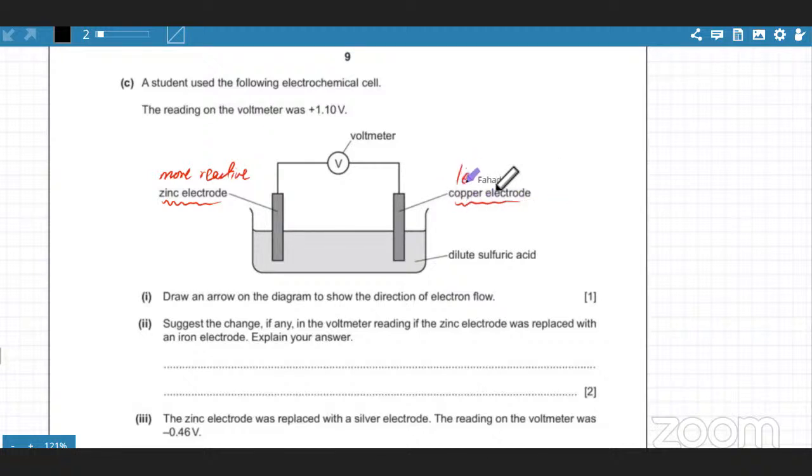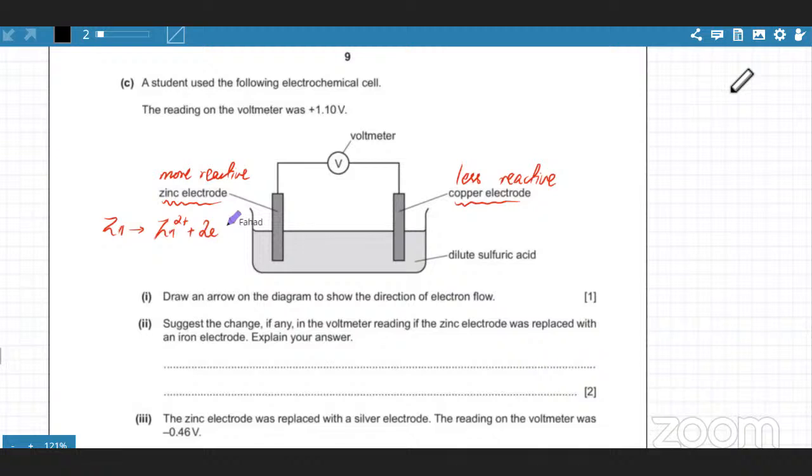Copper is less reactive. Now, one is reactive, the other one is a little less reactive. The reactive metal has a higher tendency to lose electrons. So, zinc, all metals like to lose electrons, but the reactive ones like to lose electrons even more. So, zinc is going to lose electrons very, very quickly.